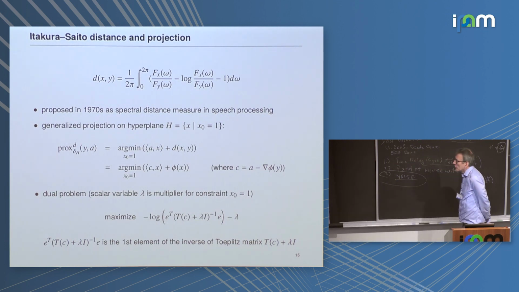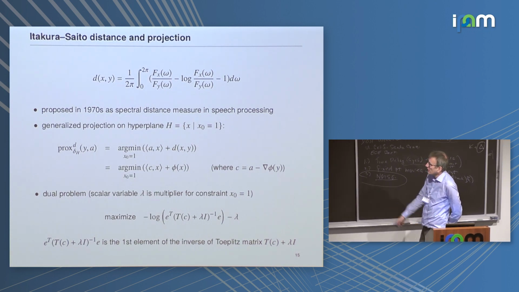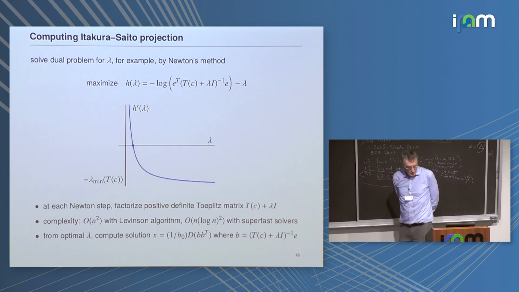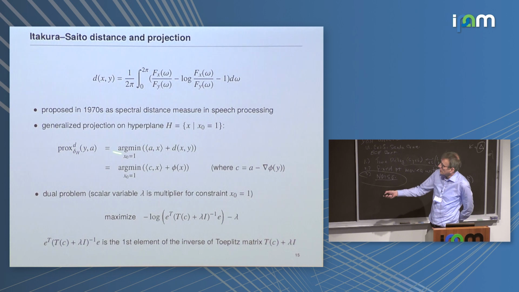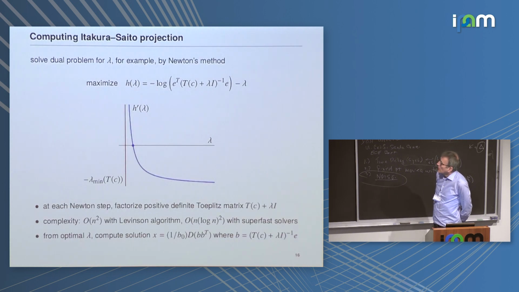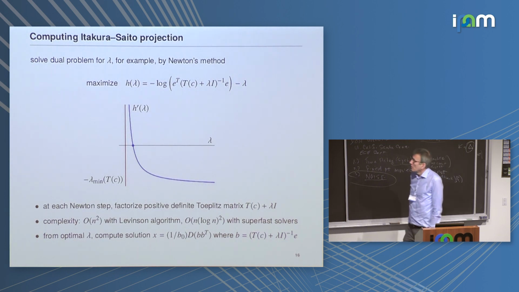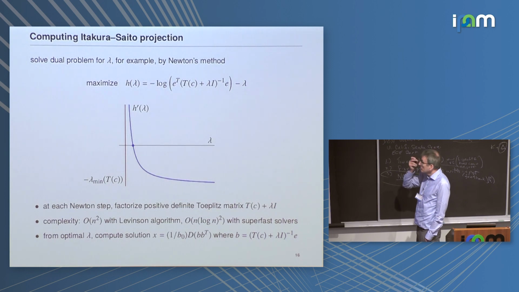And so one way to do this generalized projection is to solve the dual problem, or to solve the KKT conditions for these two problems. If you solve the dual problem, it means that at each iteration, for a given A, you solve a convex minimization problem over a single variable lambda. And to solve this, you can use Newton's method.